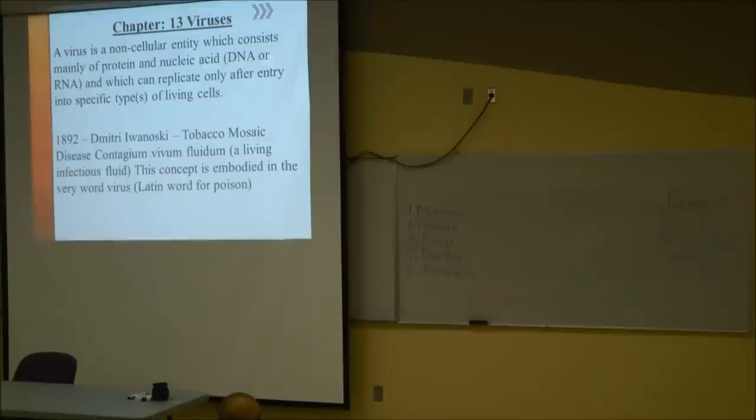He was very confused that nothing is growing on the petri dish, but at the same time, the fresh plants will keep on dying. So he concluded that there is something in this liquid that is killing my plants, but nothing is growing on a petri dish. So he simply called that liquid what? Contagium vivum fluidum. A living infectious fluid. He knew there's something in there that's killing it. But there's nothing growing on the petri dish.